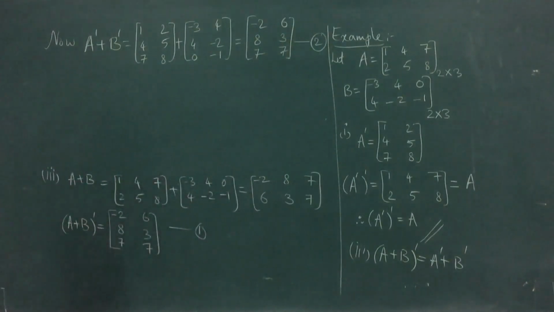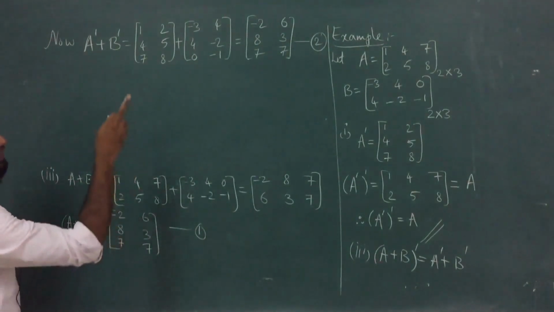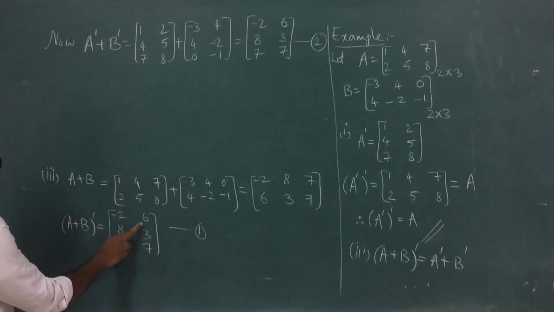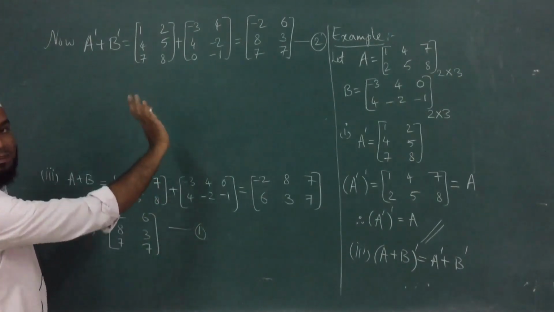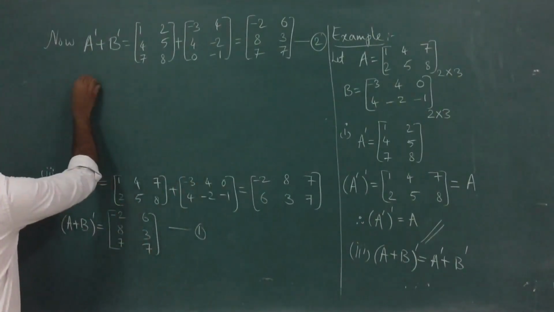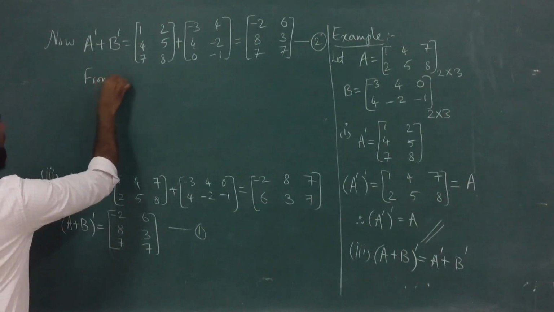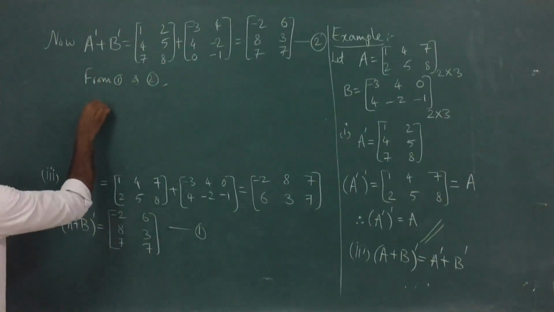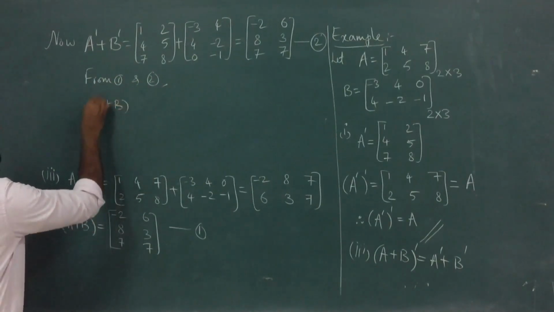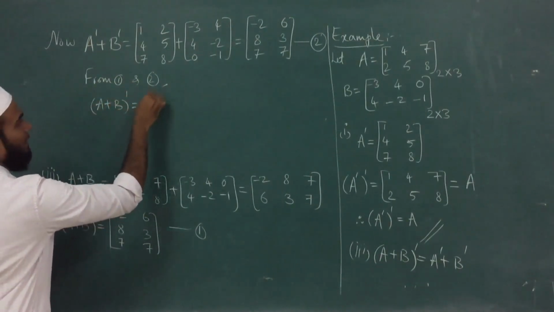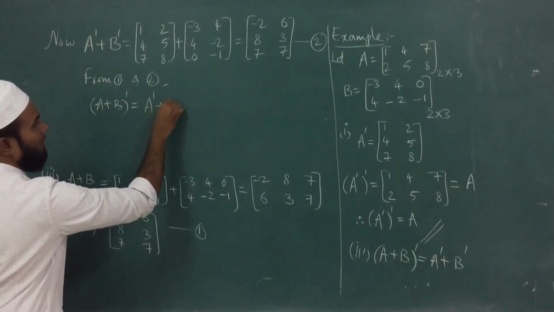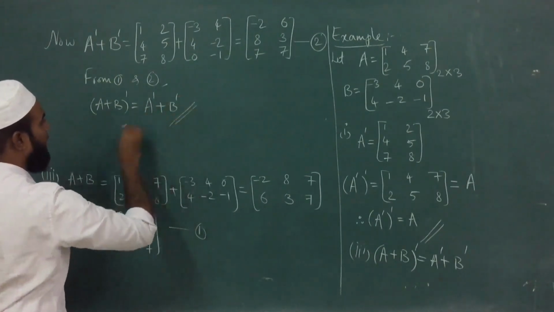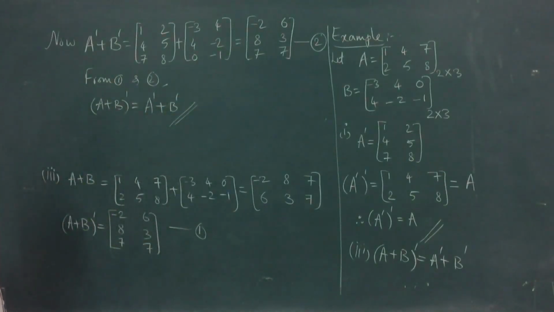Now you observe the matrix 1 and 2. See, -2, 6, 8, 3, 7, 7. The same thing we are getting. Therefore, from 1 and 2, what can we say? A plus B whole transpose is nothing but A transpose plus B transpose. So we have verified the third property also, right?